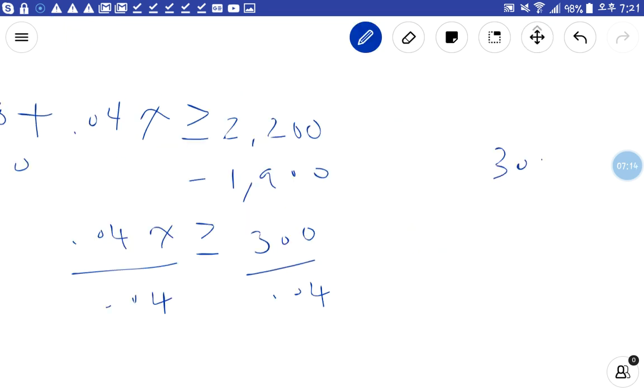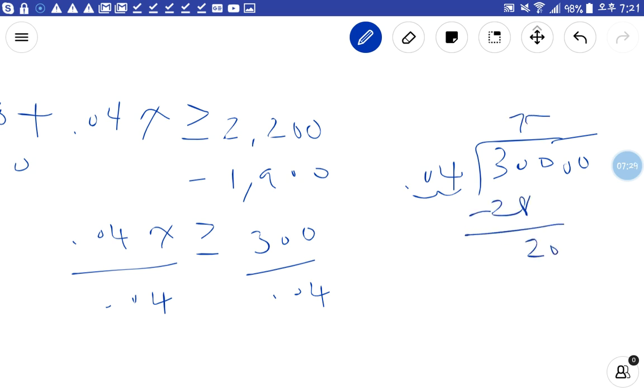So 300 divided by 0.04, move your decimal point to the right. That makes 30,000 divided by 4. Now how many times can 4 go into 30? 7 times. That will be 28. And you have a remainder of 2, so bring down the 0, and that will be exactly 5 times, and you're going to have 0, 0 over here. So I can say this salesperson needs to sell $7,500 or more per month so that he or she is able to maintain a monthly income.